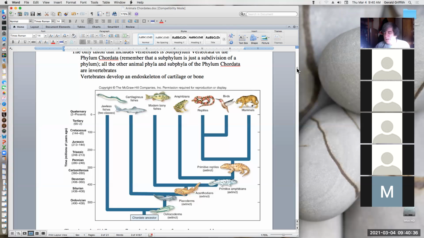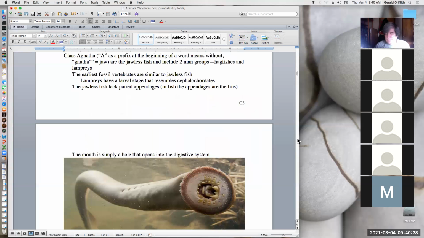So we're going to look at all these various classes. So let's look first at the jawless fish. And the jawless fish are the class Agnatha. A at the beginning of a word means not or without. Things that are asymmetrical don't have any symmetry. Gnatha refers to the jaw. So the jawless fish include 2 big groups.